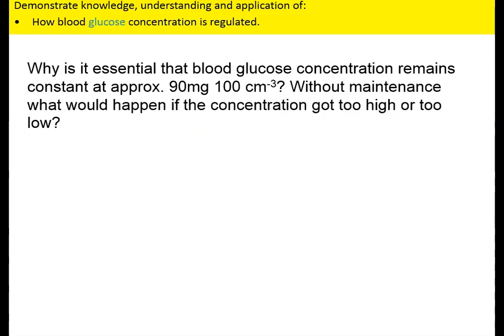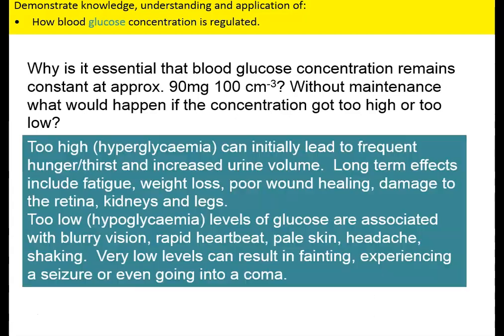Why is it essential that blood glucose concentration remains constant? Without maintenance, what would happen if the concentration got too high or too low? So if it got too high, you would have hyperglycemia, and that would cause you to become thirsty, hungry. The long-term effects would lead to fatigue, weight loss, poor wound healing, damage to the retina, kidneys and legs.